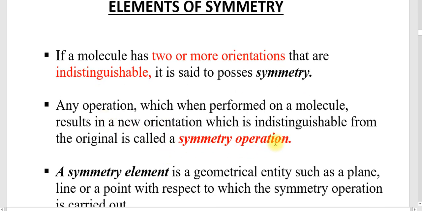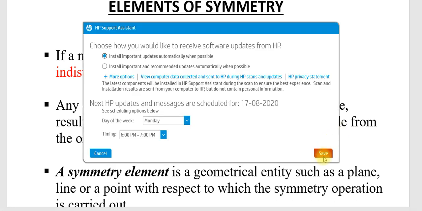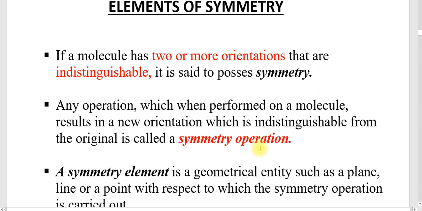And what is a symmetry operation? Any operation which, when performed on a molecule, results in a new orientation which is indistinguishable from the original is called a symmetry operation. I think more explanation is needed for that. What is a symmetry operation? Consider a molecule A. If that molecule A is showing an orientation, and I say that orientation is called A1, and after that I apply any operation or certain conditions to that orientation A1, the orientation changes into another orientation, that is A2.